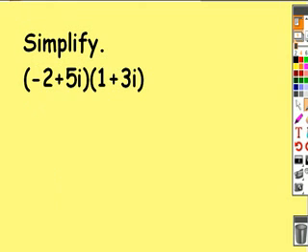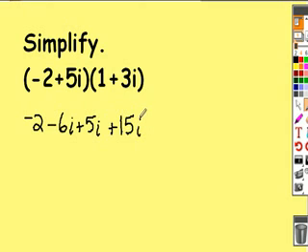Now, this one, they are not complex conjugates, so you do have to FOIL. So once again, you have first, outer, inner, and last. And again, the i squared just makes that a -2. So add the first and last, add the inner and the outer.